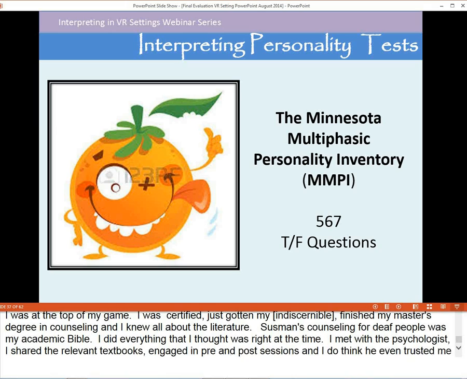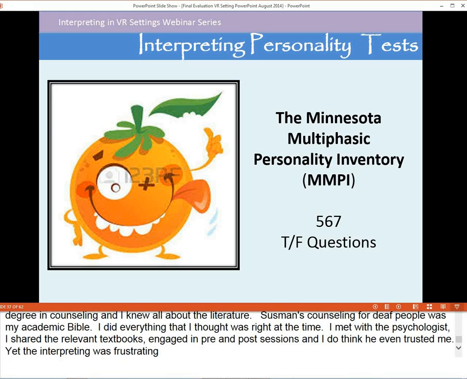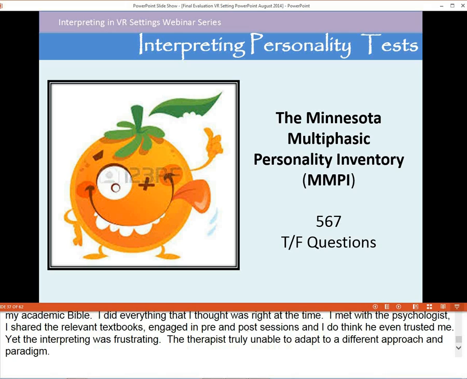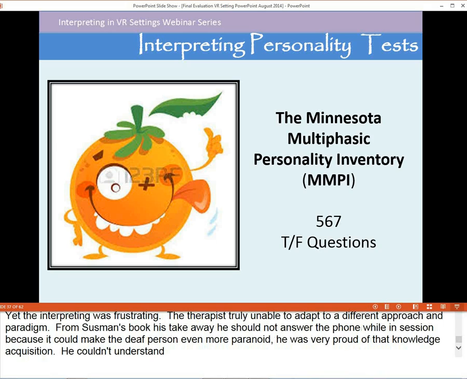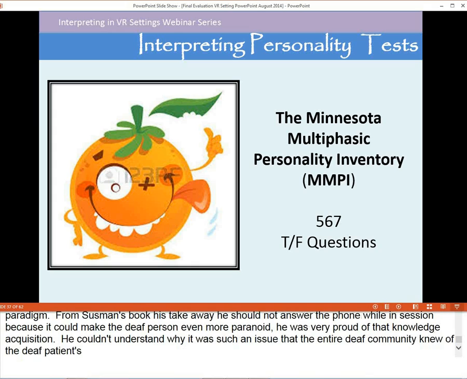The therapist was truly unable to adapt to a different approach or paradigm. From Sussman's book, his takeaway was that he should not answer the phone while in session because it could make the deaf person even more paranoid. And he was very proud of that knowledge acquisition. He couldn't understand why it was such an issue that the entire deaf community knew of the deaf patient's situation when all he needed to do was just go to a hearing bar to pick up girls. He could never understand that.